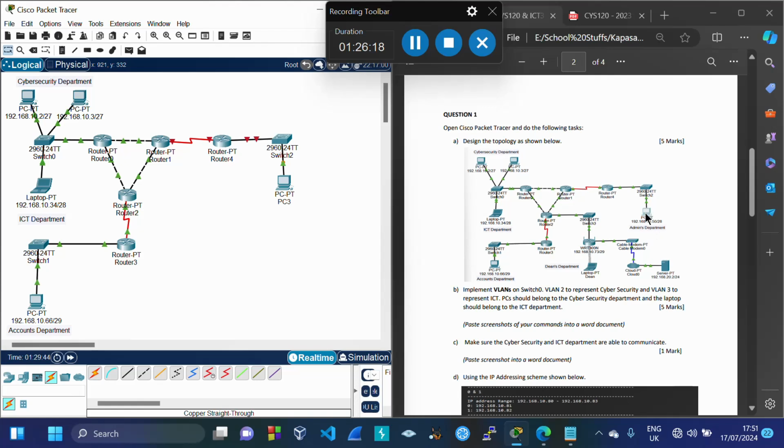Now we just need to indicate that this is admin's department. So we are going to indicate that with a label, which is this. So we are going to say admin's department. So we just put admin's department like that. So after doing that, we need to insert the given IP address, which is that. So remember, the given IP address is 192.168.10.50. Now it says /28. So back to our subnetting.